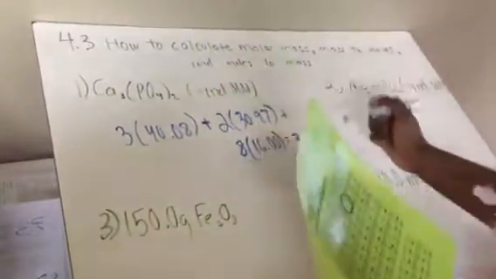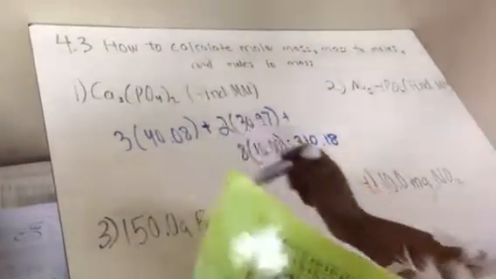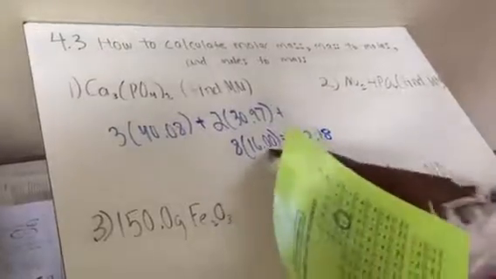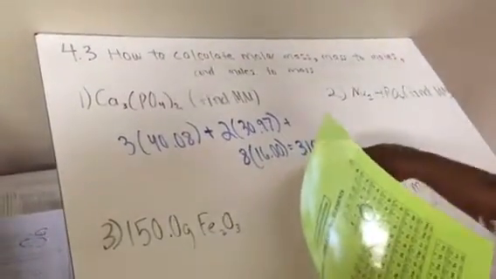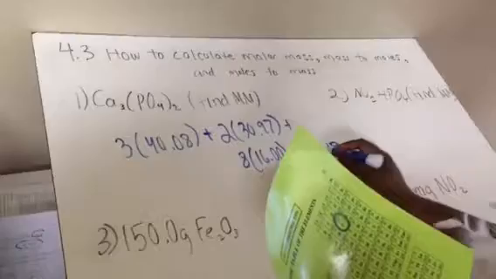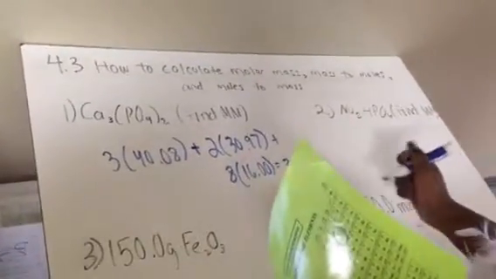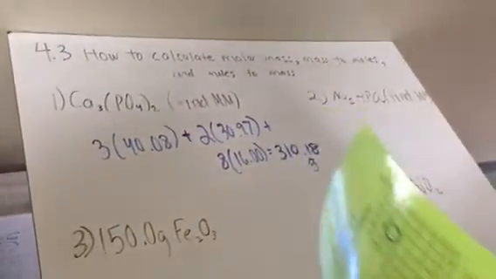and because we're adding, we're focusing on the numbers after the decimal point. So since we have 2 numbers after the decimal point, that's how many numbers we'll have. So our final answer is 310.18 grams.